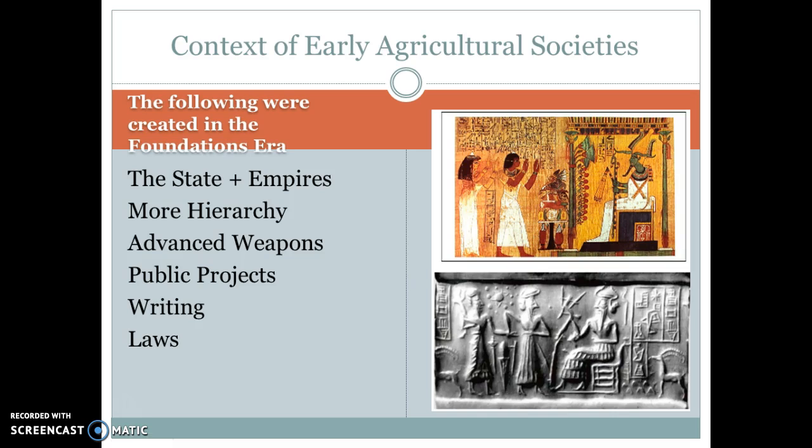Say it out loud. Where do you think this top one is? Egypt. Yep, this top one would be Egypt, with a pharaoh. And the bottom one would be this place called Mesopotamia. You may write that down, Egypt and Mesopotamia.